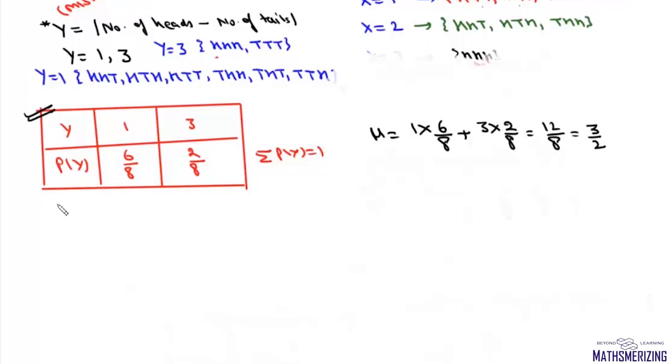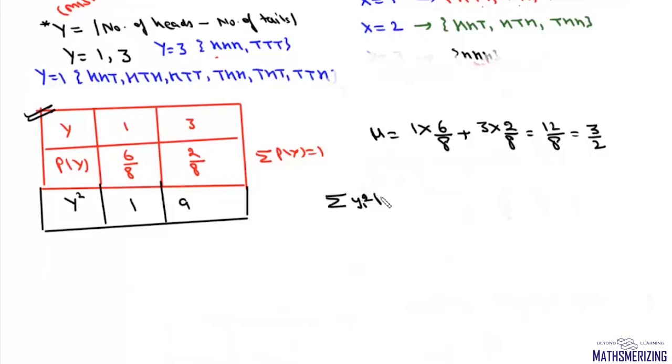Now for variance, we can use either one. So here I'll take this y square. So it will be this y square, and y square is 1 and 9. So if we calculate summation yi square into pyi, it will be 6 by 8 plus 18 by 8, which is 24 by 8, and 24 by 8 is 3.